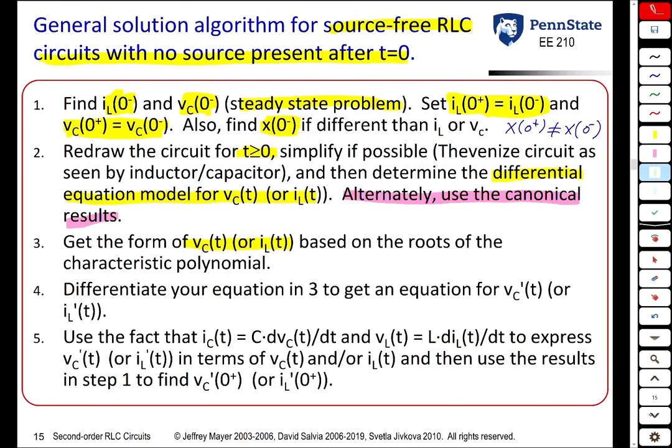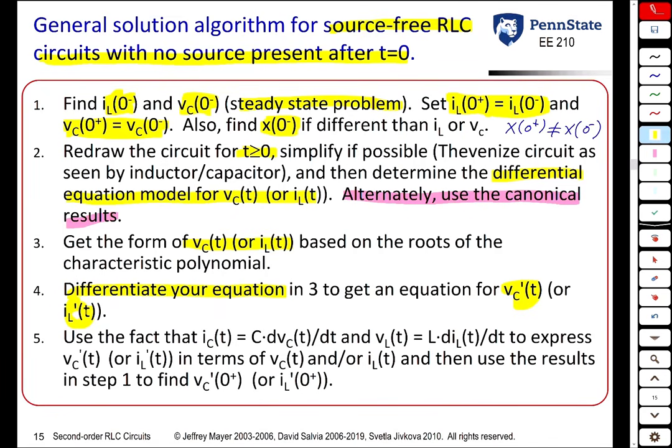And this is where it gets more complicated compared to the first order case. So in the first order case, there was only one unknown, and there was one initial condition. Now we have two unknowns and two initial conditions. The problem is the initial conditions are not in the form that are useful for finding the unknowns. So this is what we need to do. Once you have the form of the solution, you want to differentiate that equation to get another equation. So if you had VC, you get VC prime. If you had IL, you get IL prime.